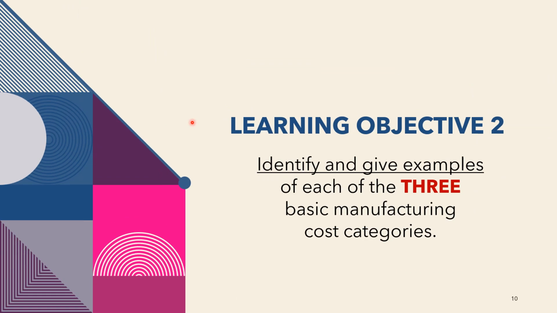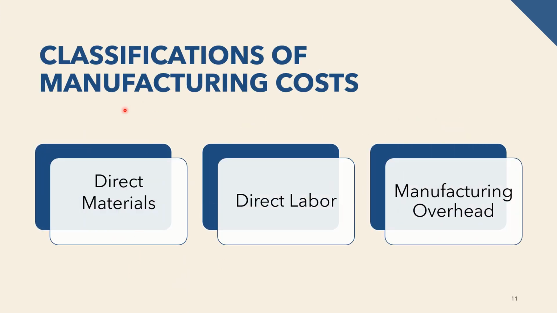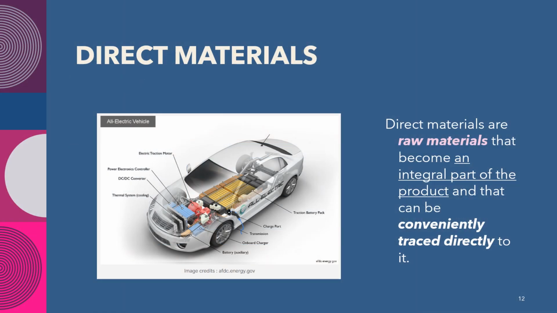For learning objective number 2, we will identify and give examples of each of the 3 basic manufacturing cost categories. The 3 categories include direct materials, direct labor, and manufacturing overhead. Direct materials are raw materials that become an integral part of the product and that can be easily and conveniently traced to the product itself. Let's take this car as an example. The wheels and the battery are the raw materials for manufacturing this car.